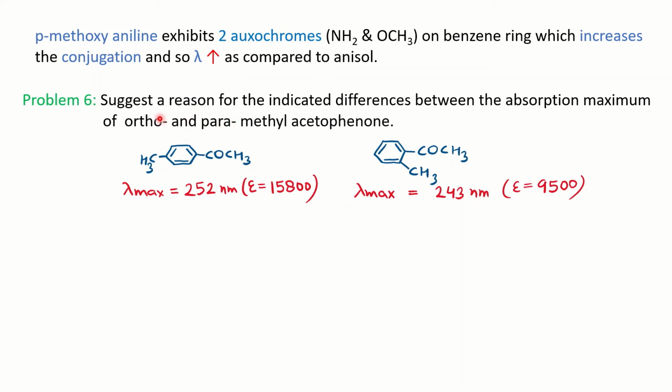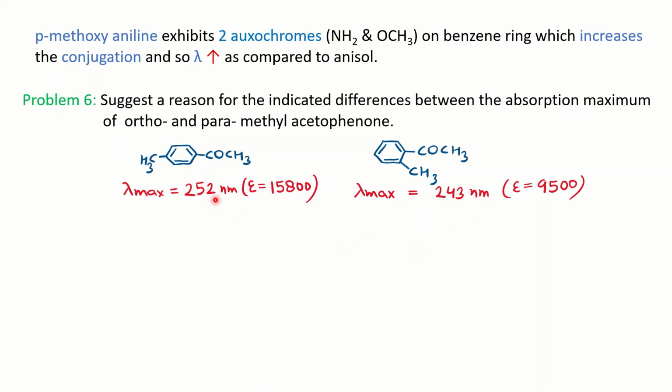Next problem: suggest a reason for the indicated difference between the absorption maxima of ortho and para methyl acetophenone. So the acetophenone is C6H5COCH3. This is acetophenone. In one case you have ortho-methyl, in the other case it is para-methyl. Now if you notice the lambda max value, for para it is 252 nanometer, while for ortho it is 243.